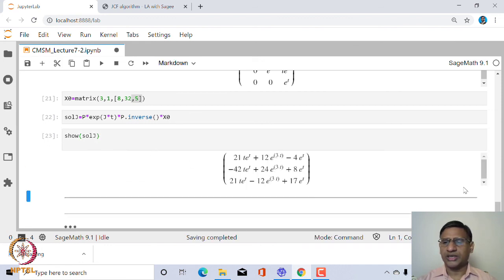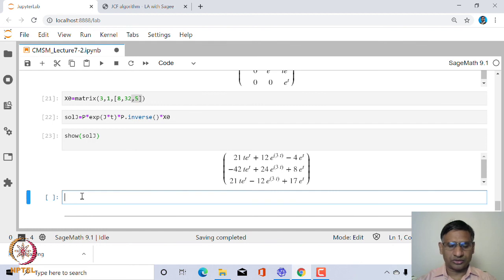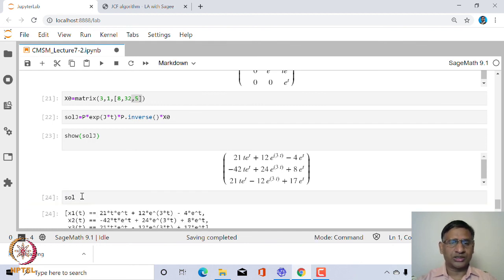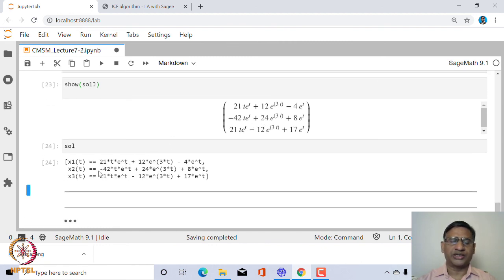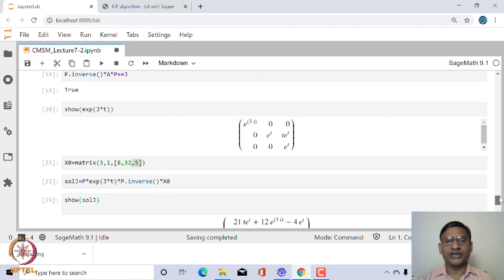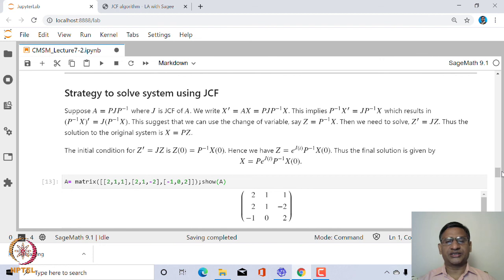This is the solution, and let us compare it with the solution which we obtained using the inbuilt function desolve underscore system. So that was the solution, this is what you get, right. If you compare, you can see both these are the same, x1 dash t is the same as the first component here, and so on. So this is how you can solve a system of ordinary linear differential equations using eigenvalues and eigenvectors. In case it is diagonalizable, it is quite easy. If it is not diagonalizable, then one can use the Jordan canonical form.